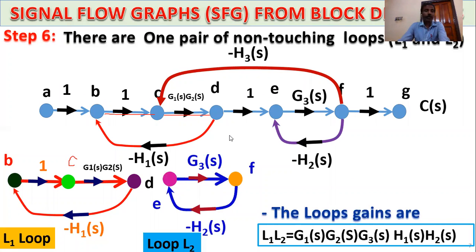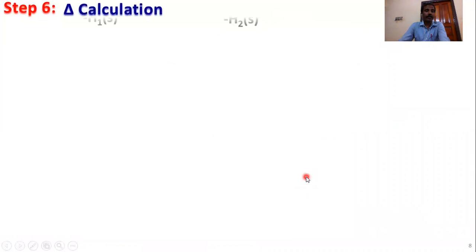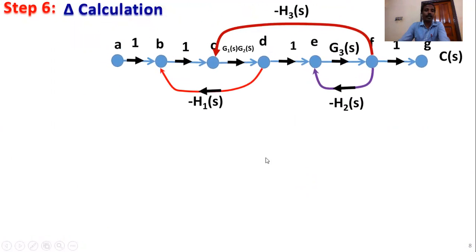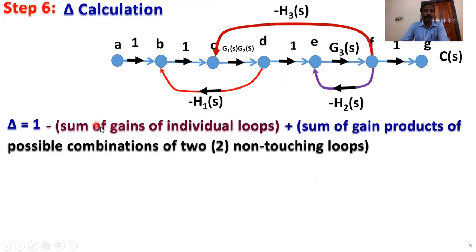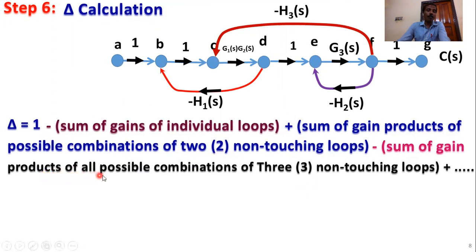So next, step number 6, calculate delta, delta calculation. Delta equals what? What is the formula? Delta equals 1 minus the sum of gains of individual loops, in this case 3 loops, plus the sum of gain products of all possible combinations of 2 non-touching loops, minus the sum of products of all possible combinations of 3 non-touching loops. Similarly, the next point, 4 non-touching loops, 5 non-touching loops.